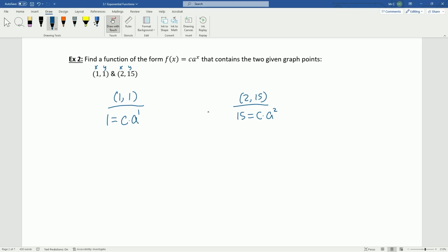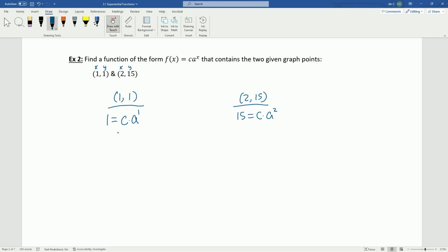So now I want to solve this system of equations, right? I have two unknown variables and two equations, so I want to solve for a and c. There's a number of ways we can do this algebraically, but what I'm going to do is isolate c first.